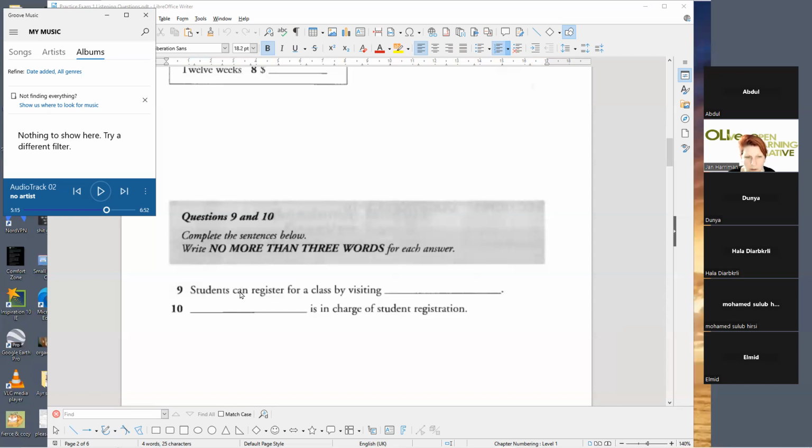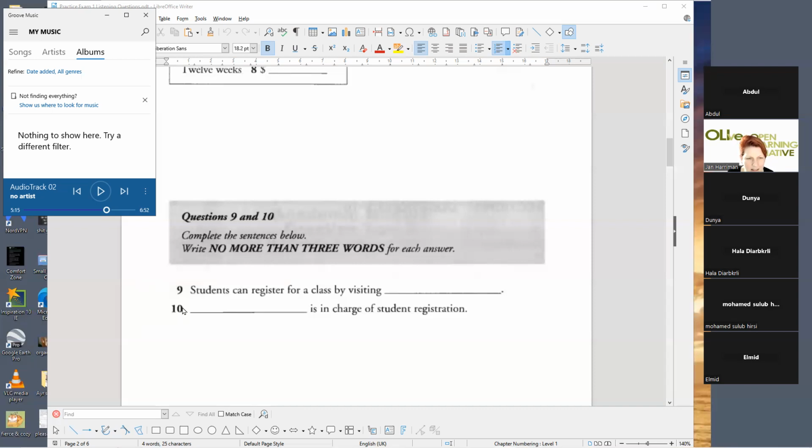So if we read these questions, students can register for a class by visiting, and it's going to be something that fits. So what are things that you can visit? The school campus. Campus, yes. An office. Website. A website. Right. So that's what we're listening for. We're going to be listening for a place of some sort or a tool.